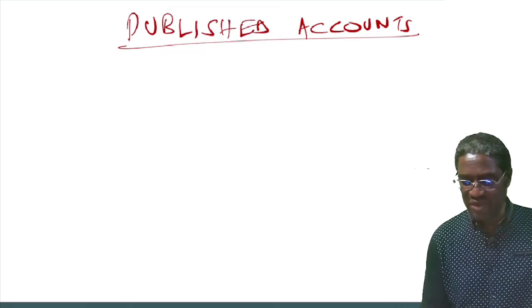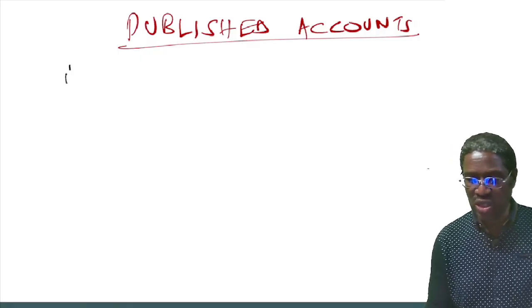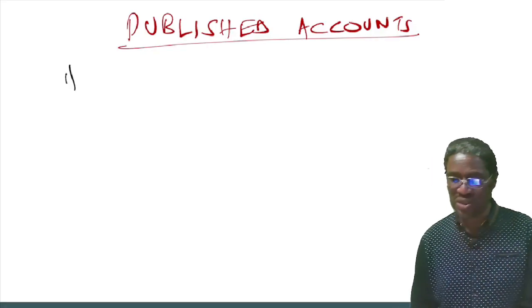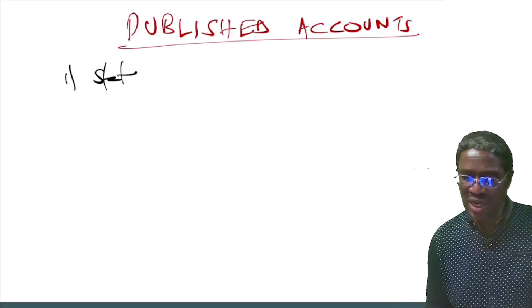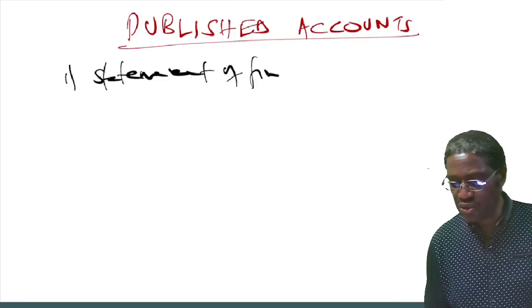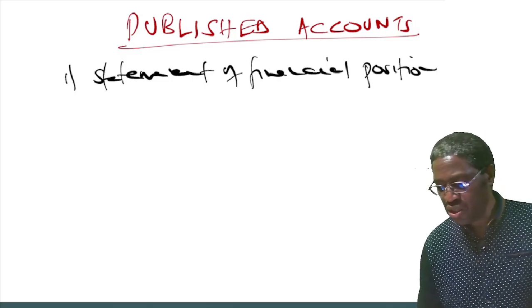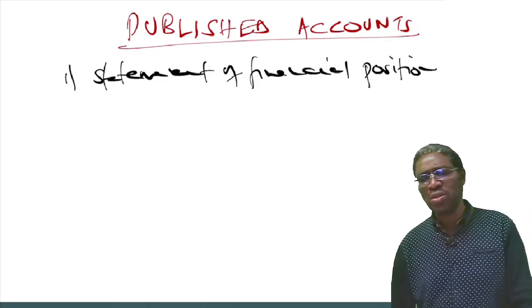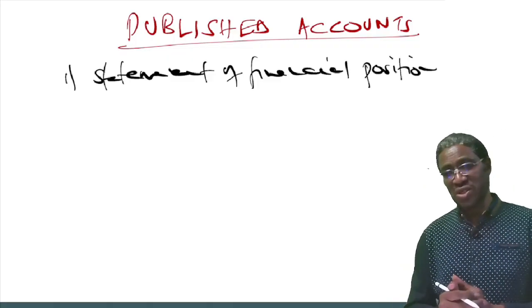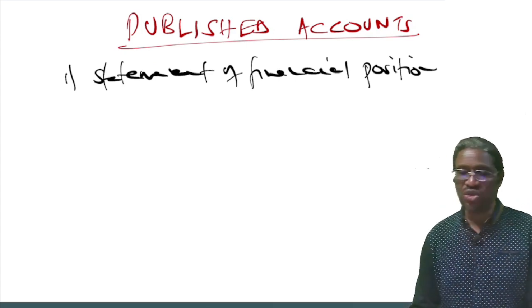So let me list them first. One thing that you as a public company are required to include in your complete set of financial statements for publication purposes is what we call a statement of financial position. This is what you could also call a balance sheet. So that's one of the statements or components that should be included.